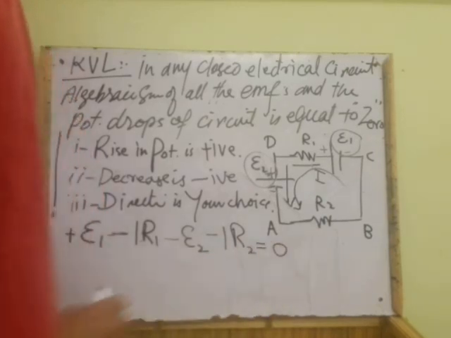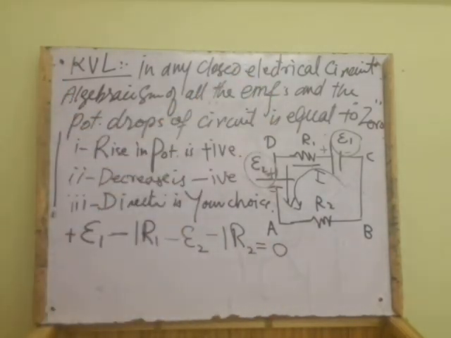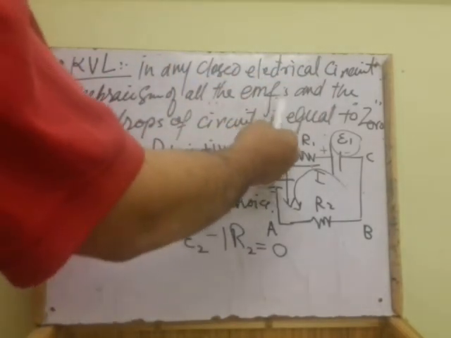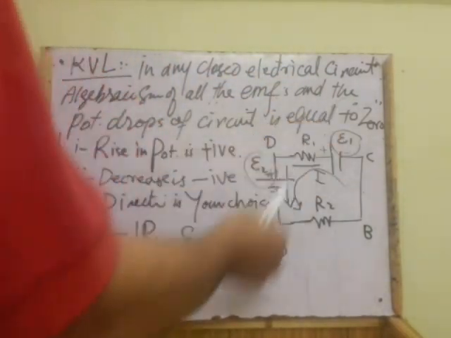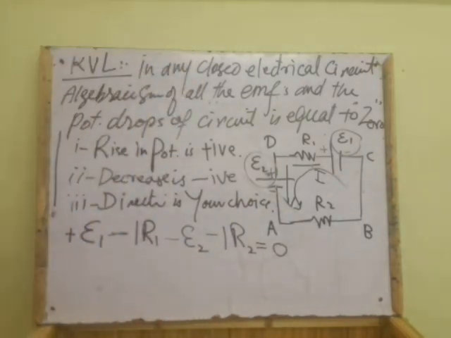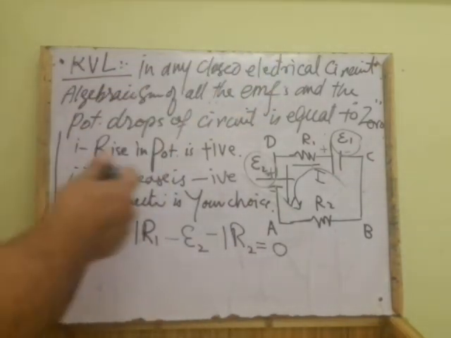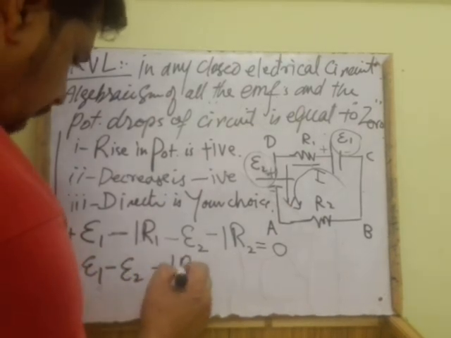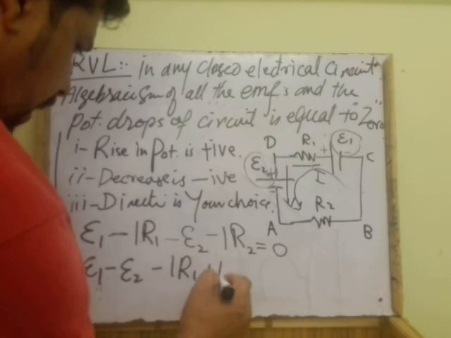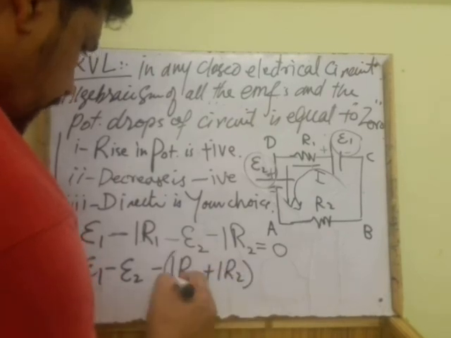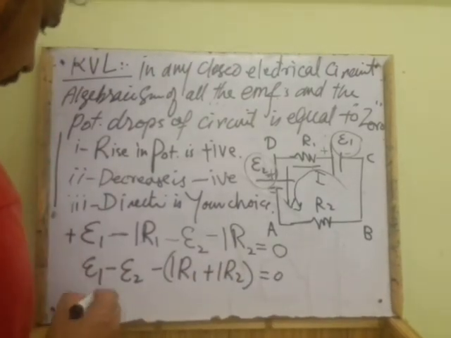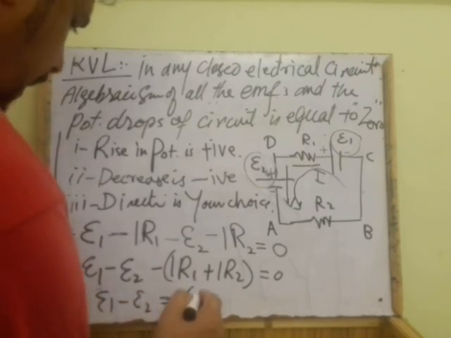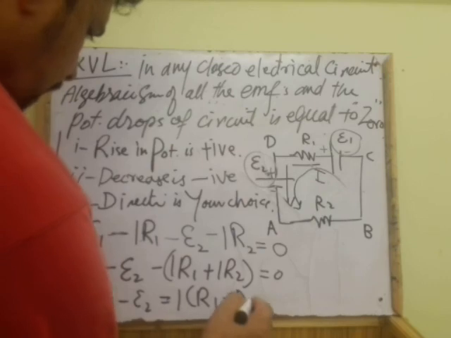equal to 0. According to the statement, in any closed electrical circuit, the algebraic sum of all the EMF sources and the potential drops of a circuit is equal to 0. So this is the mathematical statement of this diagram. We can simplify it like E1 minus E2 minus IR1 minus IR2 equal to 0. Or E1 minus E2 is equal to I times R1 plus R2.